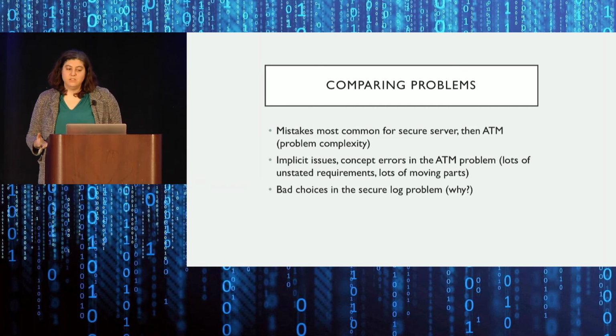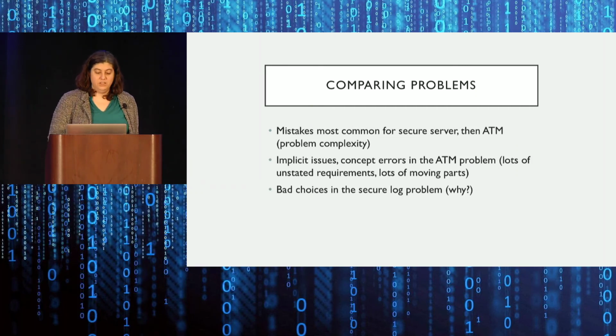We also found lots of implicit issues and conceptual errors in the ATM problem, which has a lot of unstated requirements in terms of secure communication across the network. There's lots of things you might not realize you have to do, like protect against replay. And we found lots of bad choices in the secure log problem. I don't really have a handy explanation for why that happened, but we'll look into it some more and see what we can come up with.